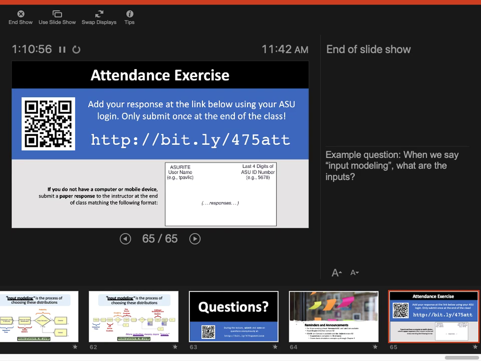So remember, I said input modeling, the inputs are not the entities. What are the inputs? Again, you're graded for completion, not correctness. If you don't have a device that can allow you to do this, you can write it on a piece of paper and turn it in after.